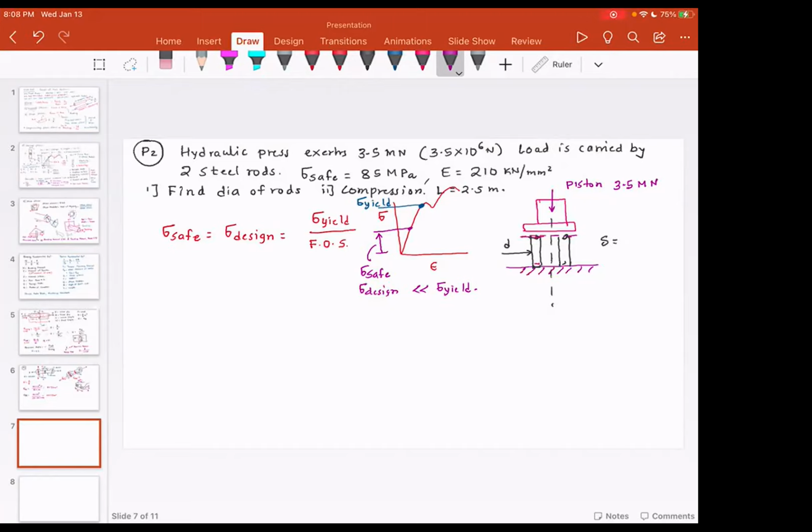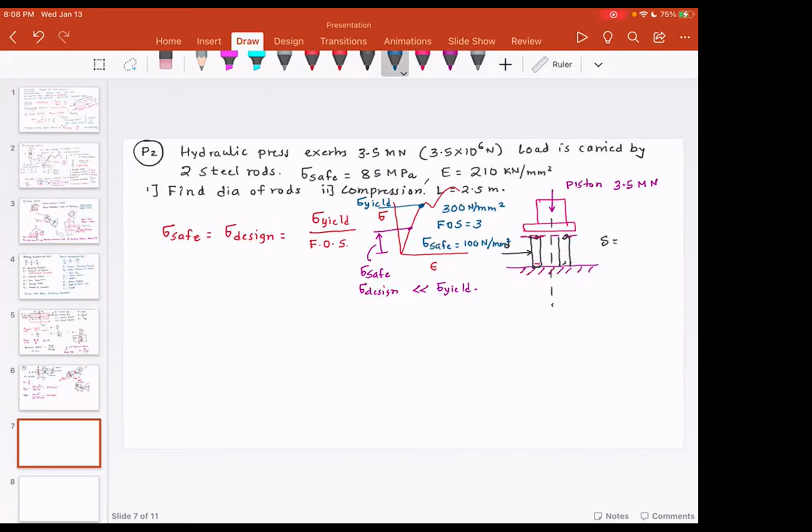For the sake of discussion, if your yield stress is say 300 Newton per millimeter square, and you say, I want my design factor of safety to be 3, which means your sigma safe or sigma design is going to be 100 Newton per millimeter square. Sometimes when you look at the design data book, you have a choice to select a particular factor of safety. Depending upon the application, for example, if humans are involved or the application is mission critical, then you want to make sure that you have enough factor of safety so that the component or design does not fail.